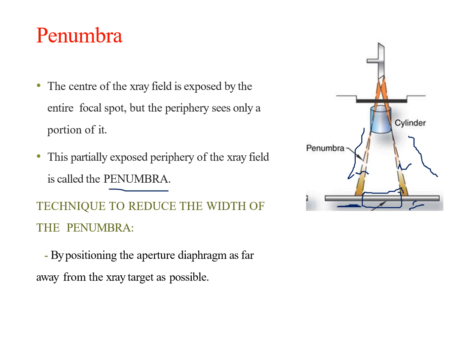What is the technique that reduces the width of the Penumbra? By positioning the aperture here. See this one, this is the cylinder. You need to place this cylinder a small distance from the X-ray tube. Just keep a small distance between your X-ray tube and your aperture. In that way, you can reduce the Penumbra effect.